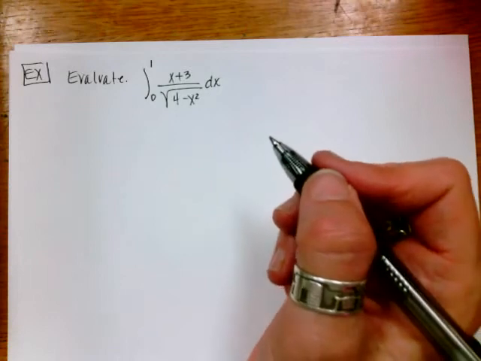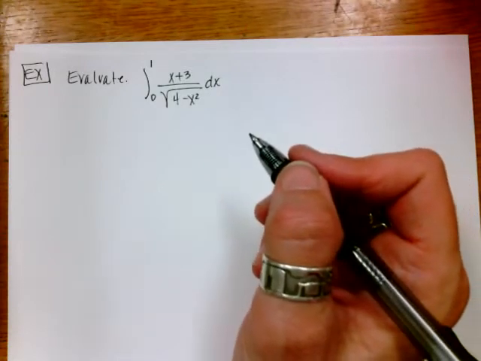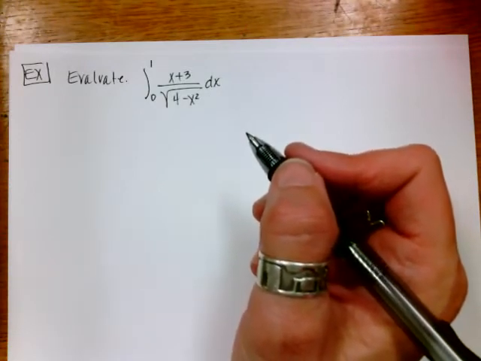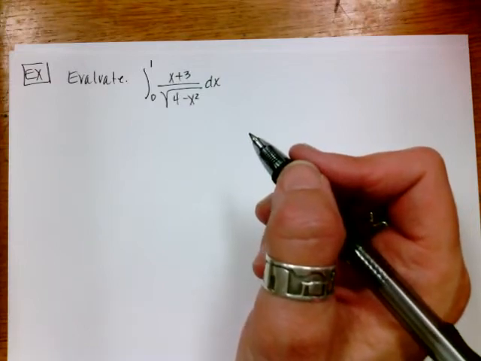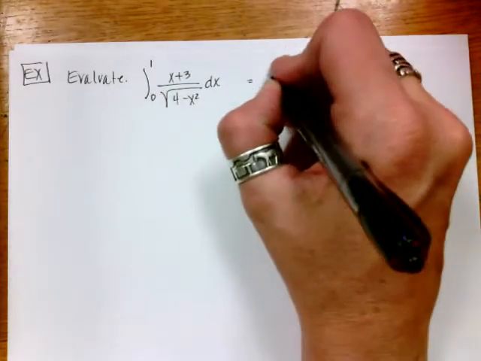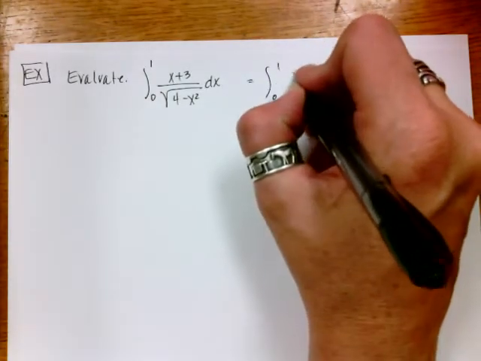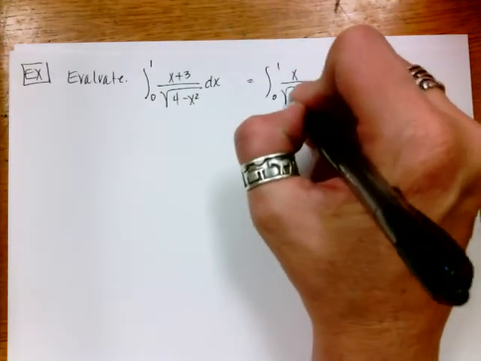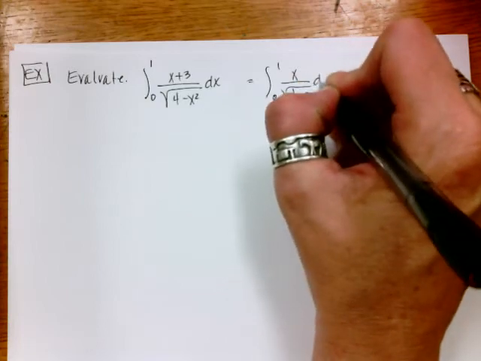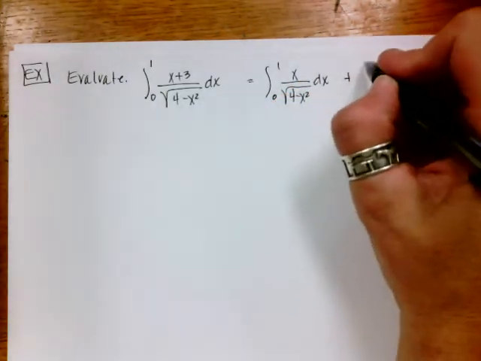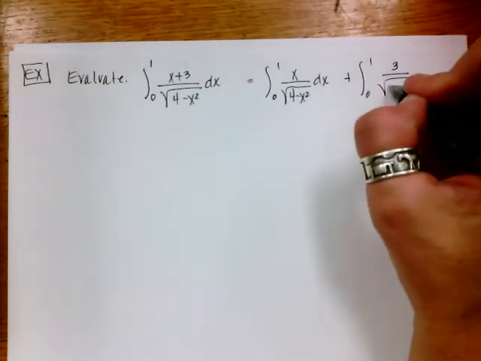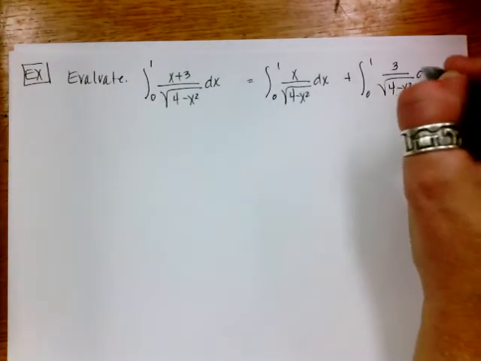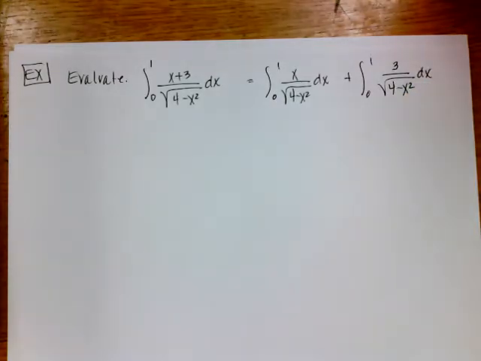So there is a handy dandy little trick that says I can separate the numerator. Can't do the denominator, but you can the numerator. So that's what I'm going to do. I'm going to rewrite this as the integral from 0 to 1 of x over the square root of 4 minus x squared dx, and then plus the integral from 0 to 1 of 3 over the square root of 4 minus x squared dx. Okay?